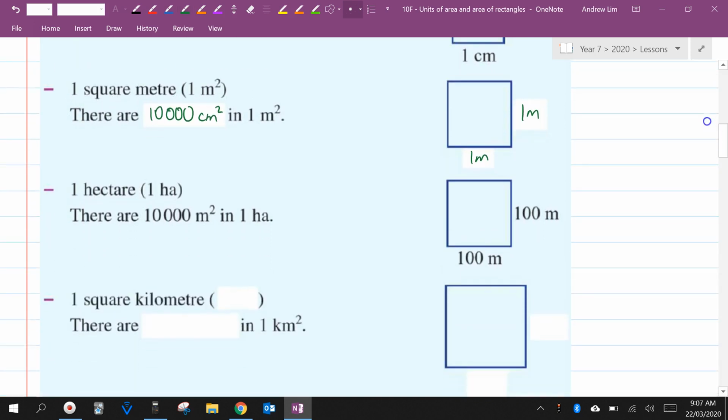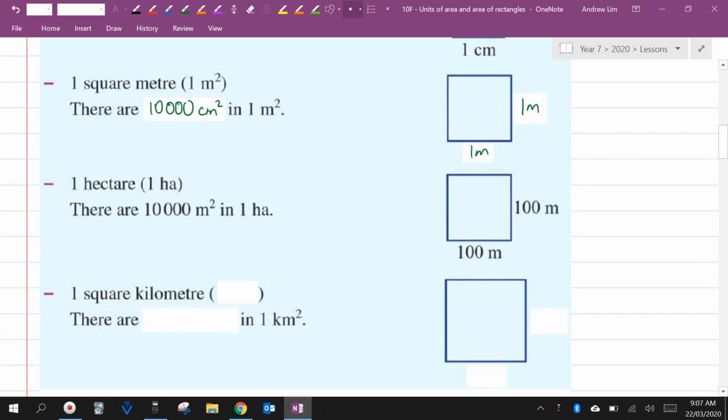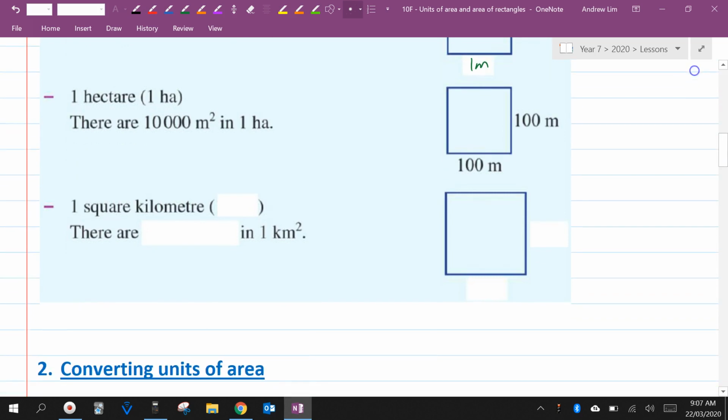One hectare, or 1 HA, is 100 meters by 100 meters. Okay, so we use this because a lot of land sometimes is measured in hectares. And 1 square kilometer. And there are 1 million square meters in a square kilometer.